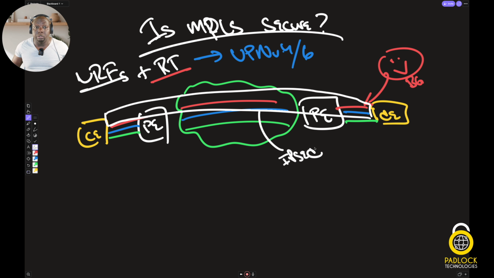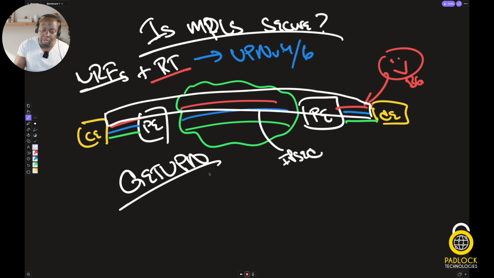Now, if you don't own the CE, you can't do this, or your service provider has to offer this as a service. But if you own the CE, you can kind of get away with doing this, right? So what technology is it called? It is called GET VPN.